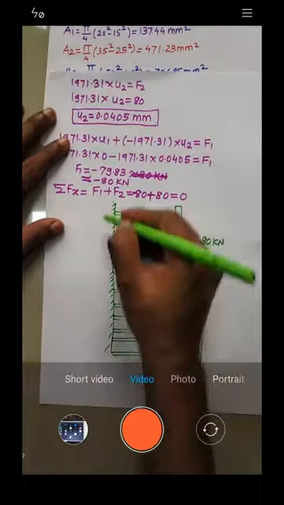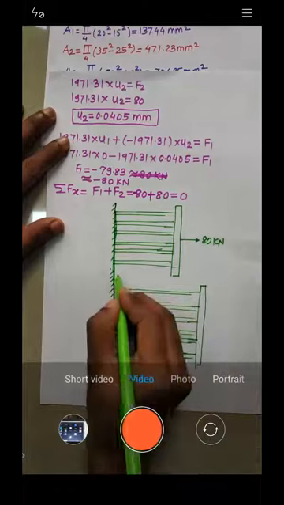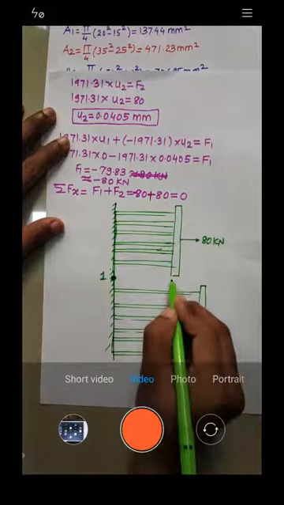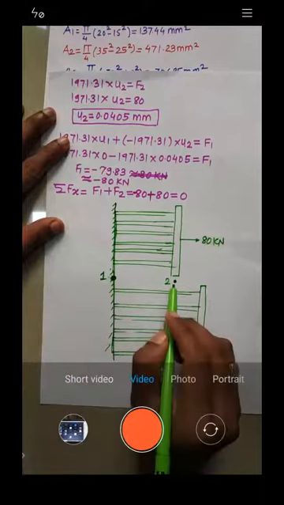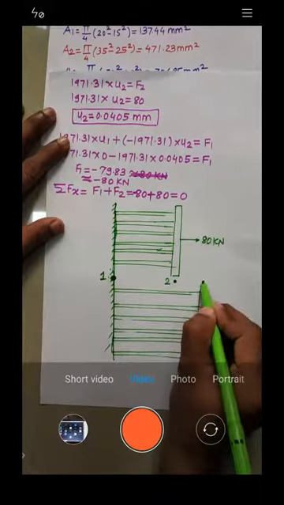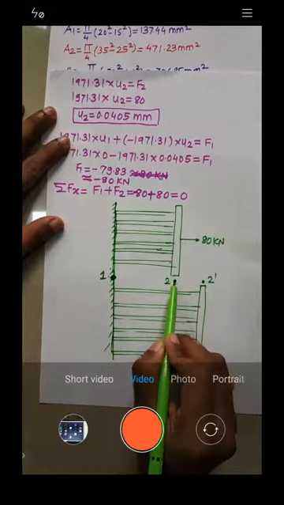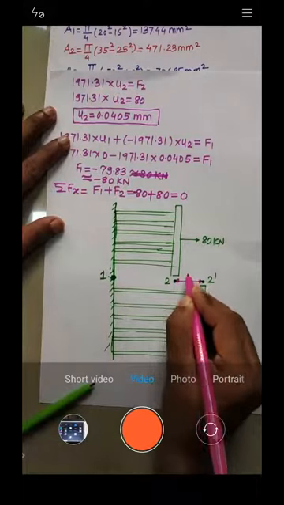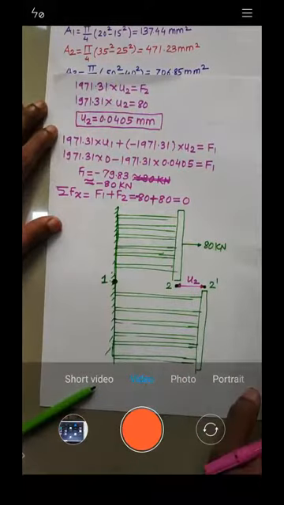Now, what about this point? What about the fixed point? It is at the same location, right? This is node 1, and this is node 2. But what happens when you apply 80 kilonewton? Node 2, which was initially here, has now got a new position, that is 2 dash. Initially it was at point number 2, now it becomes 2 dash. And the distance between 2 and 2 dash is nothing but the displacement of node 2, that is U2, which we have calculated. Is that okay?